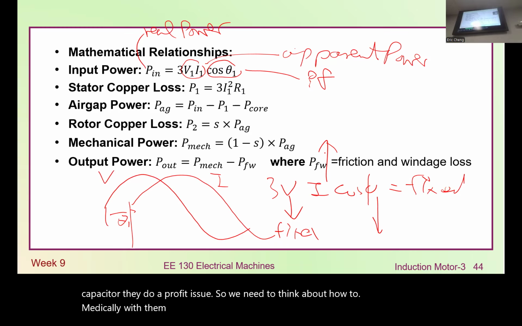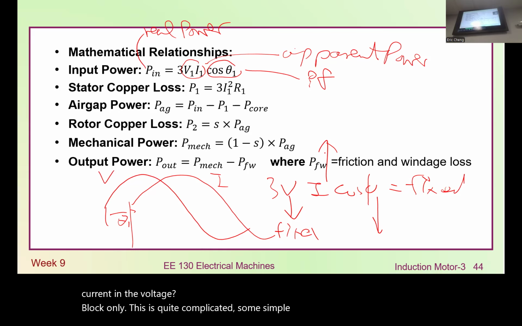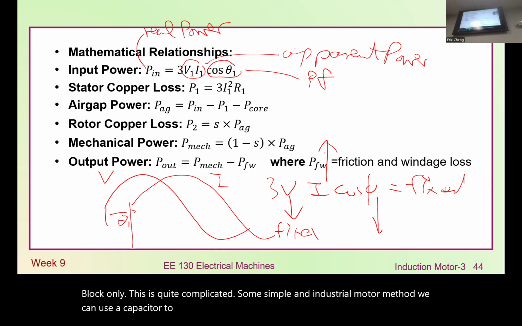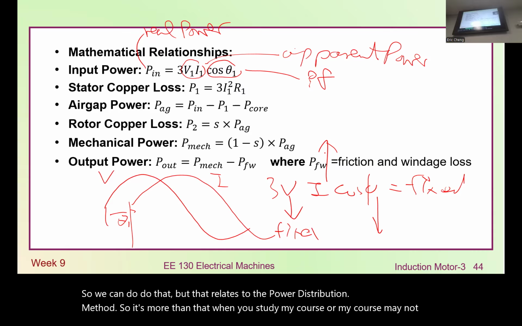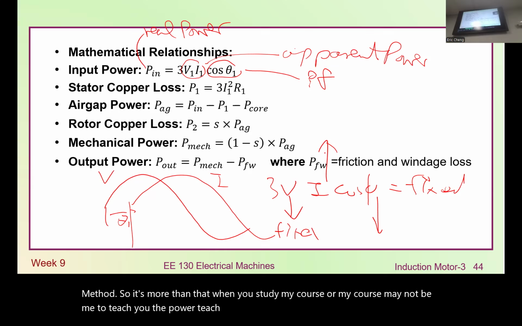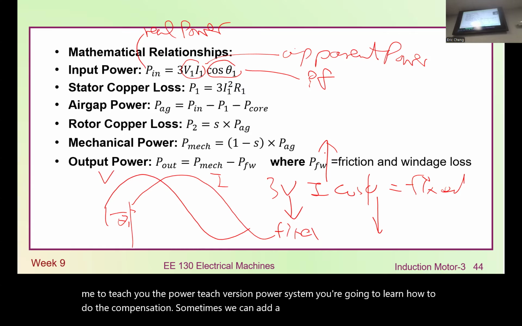Yes. I was going to ask, why don't we use a capacitor that aligns the current? Not only this, it is quite complicated. In some simple industrial motor methods, we can use a capacitor to compensate for the power factor in order to reduce the phase angle. We can do that, but it is related to the power distribution method, so it's more than that. When you study power distribution and power systems, you will learn how to do compensation. Sometimes we can add a capacitor very close to the motor to compensate.